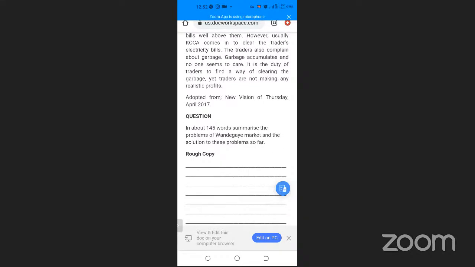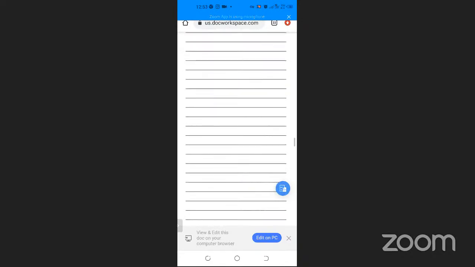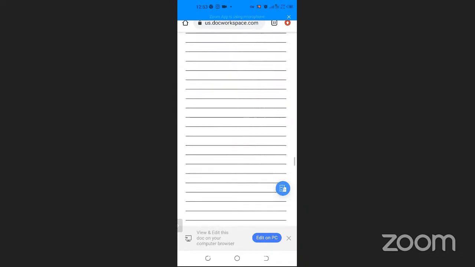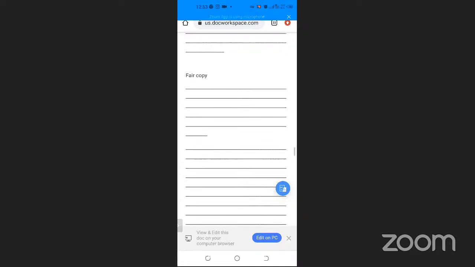Yeah, so you see, in about 145 words, summarize the problems of the one-day gear market and the solutions to these problems so far. So you are supposed to read that passage from New Vision. Then in about 145 words, you write a summary of the problems and the solutions to these problems that have been suggested. So you are supposed to write a rough copy first, then a fair copy next. Could you go down? Go, it's okay, you can go down. No, go to the next passage.